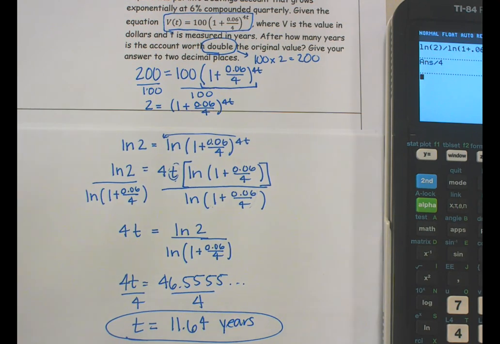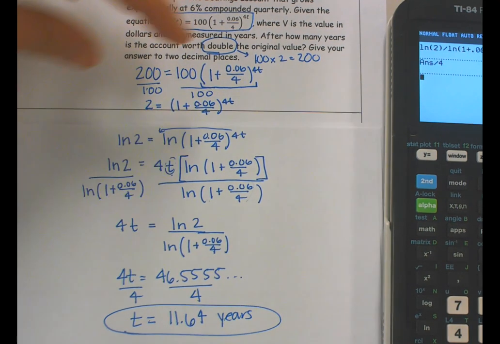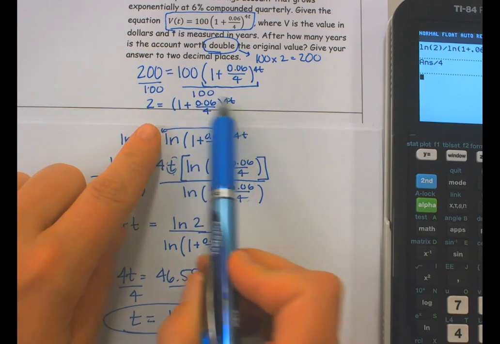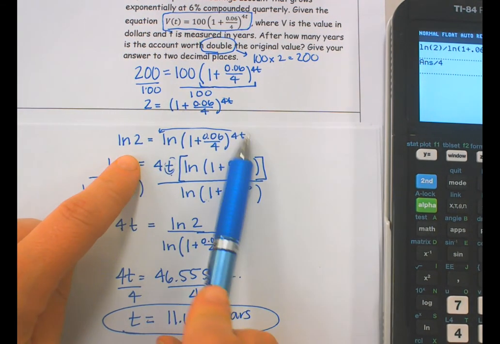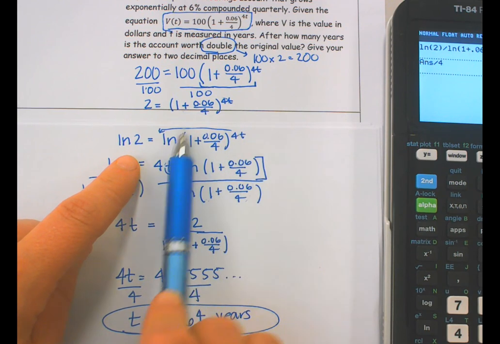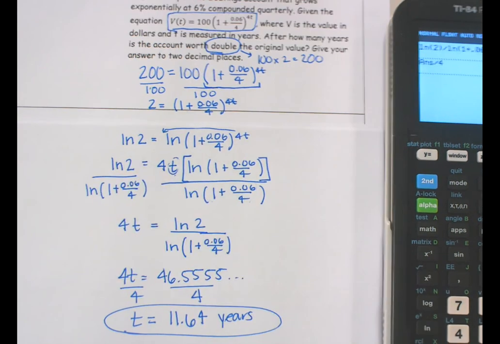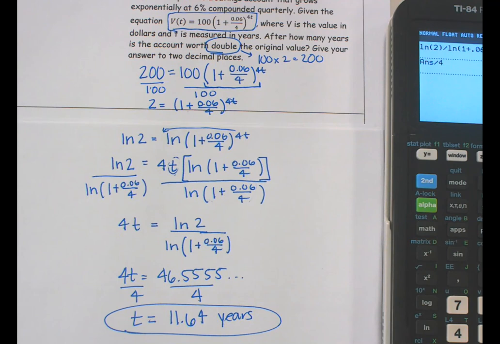So when we're given an amount, our goal is to get our exponential by itself so that we can add a natural log, which allows us to bring our variable that we're looking for out of the exponent and solve. So hopefully that helps you as you solve the rest of these application questions.